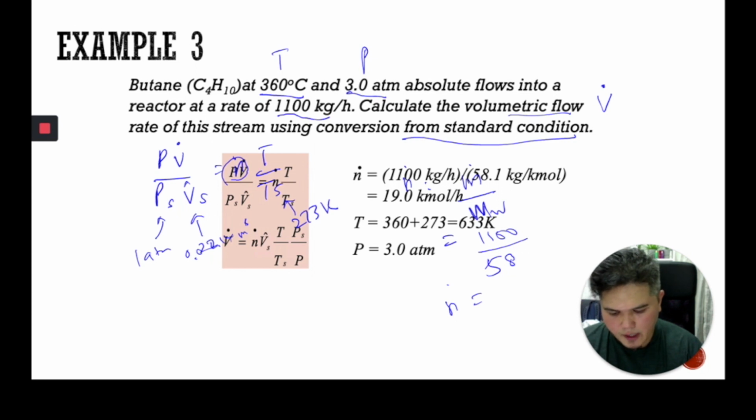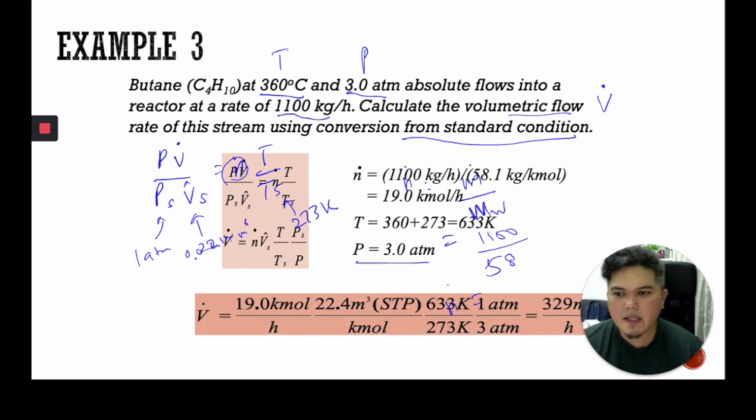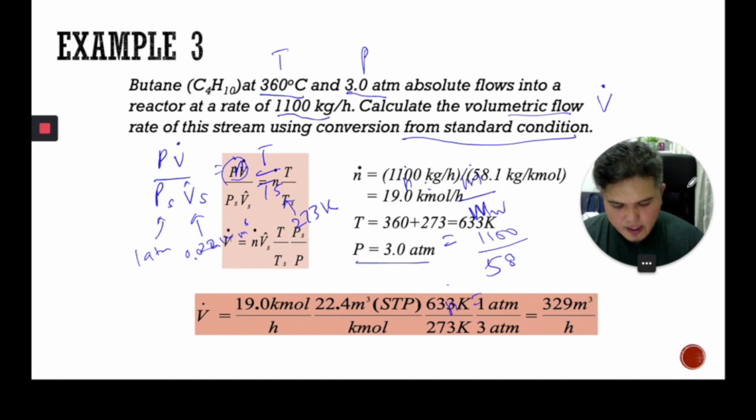Then you know the temperature is 360 plus 273, and the pressure is 3 atm. When you substitute all this information, you'll be able to determine your volumetric flow rate, which is equivalent to 329 meter cube per hour. You can observe this calculation and try to do it by yourself.